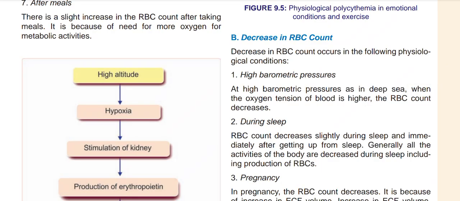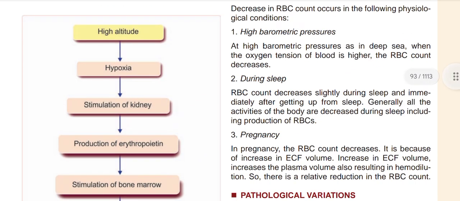When does the decrease occur? First of all, high barometric pressure. When we go into high barometric pressure in deep sea, when the oxygen tension of blood is higher, then the RBC count is decreased. During sleep also the RBC count is decreased because all body activity is decreased during sleeping time.